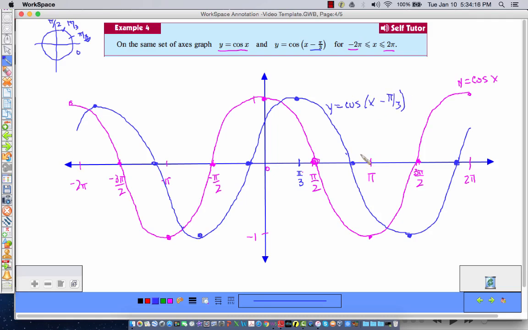No big whoop. It's no different than graphing a sine function, except with sine, remember, you would be starting at 0, and it would go like that. With cosine, your y value is 1 when starting at 0.